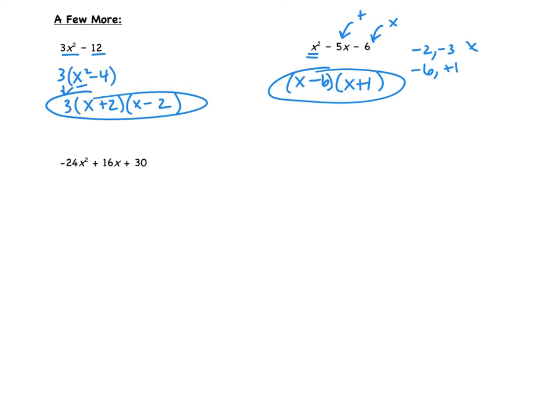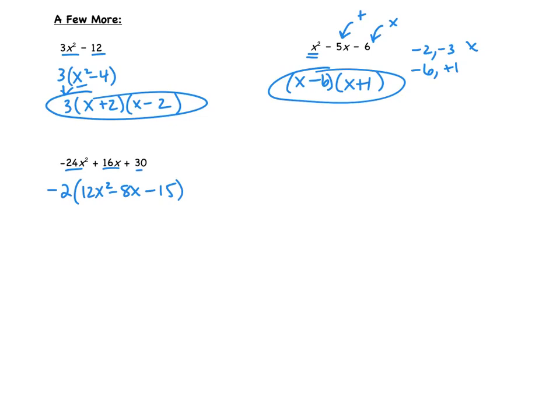Okay, last problem. Be careful here. Do not do extra work. In this case, I can factor out a GCF. So I gotta ask myself, what goes into 24, 16, and 30? Well, 2 does. I'm actually going to take out a negative 2. And when I do, I get 12x squared minus 8x minus 15. Okay, so was that hugely helpful? No, but the numbers are a little bit smaller at least.